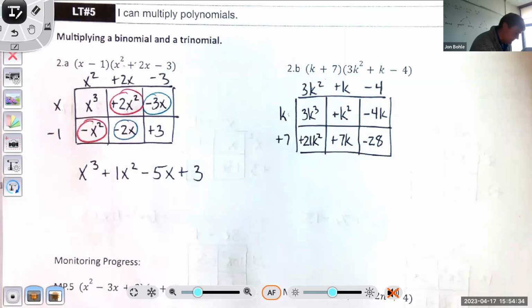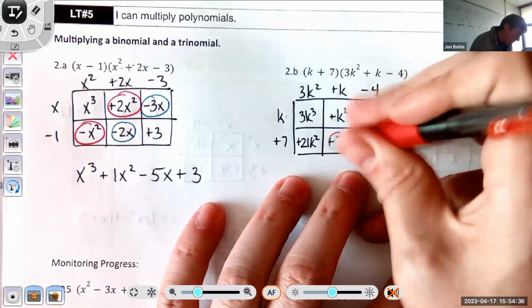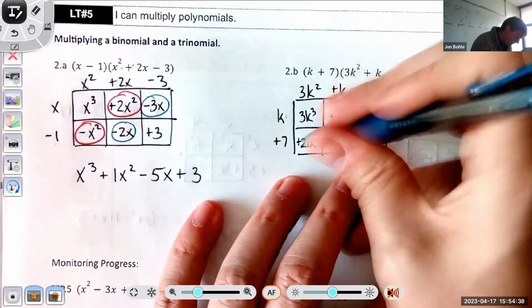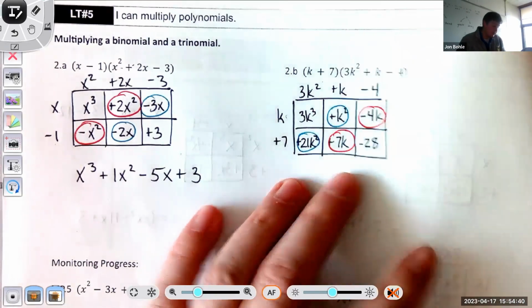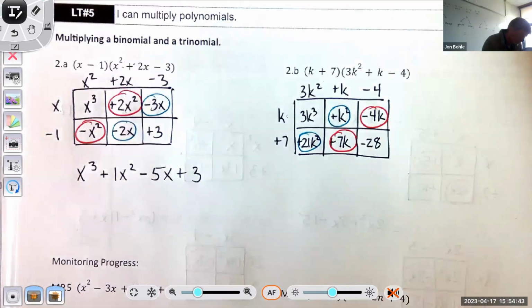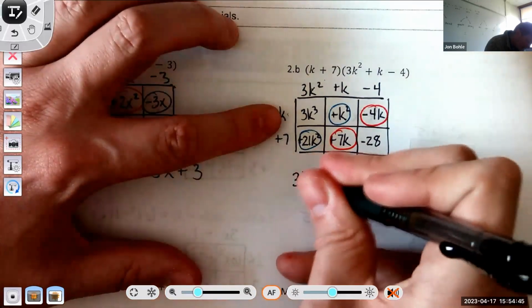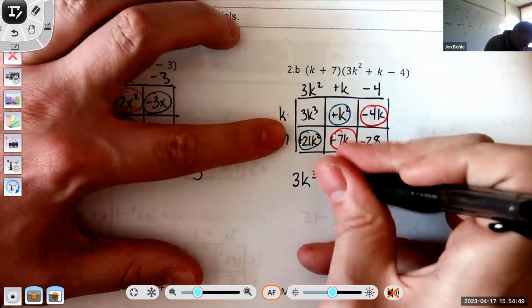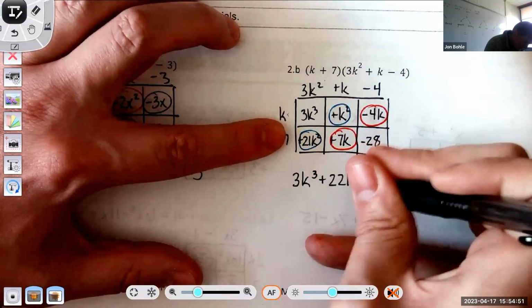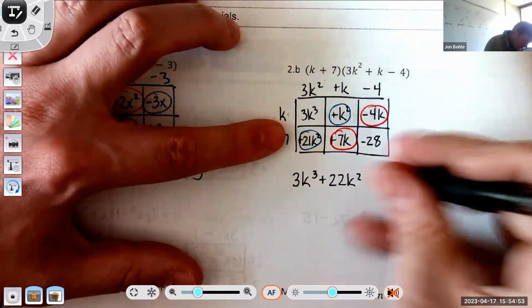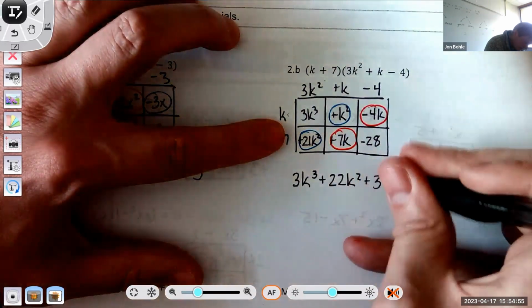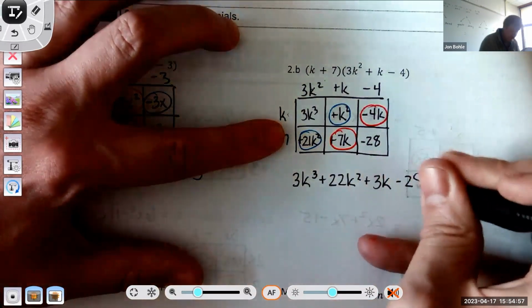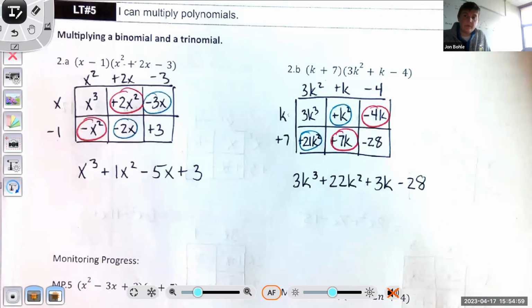Okay, then what you need to do is find the terms that are alike. I have like terms here and here with my k's, and here with my k squareds. So now I'm going to combine the terms that are alike and go 3k to the third. 21k squared and 1k squared would be 22k squared. And 7k minus 4k would be 3k. And then negative 28 combines with nothing, so that's just going to be out on its own.